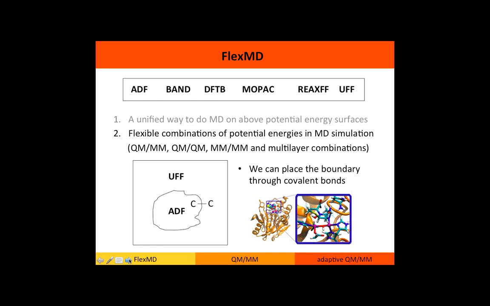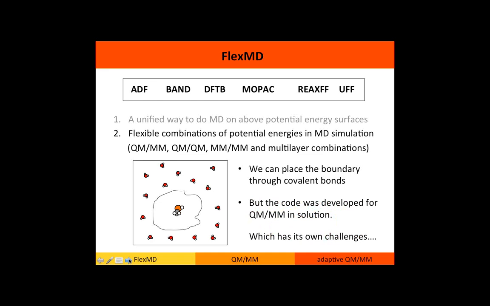Now FlexMD is able to do that, but it was actually originally developed to study, in a QM/MM manner, a solute molecule, or a set of QM molecules, in an environment of MM molecules. So this is really a particular case of solution systems. So we have the possibility to cut through covalent bonds, meaning that we have link atoms implemented, but this came into the code later, and the use of that is a bit more complex, so I will not go too deep into that today.